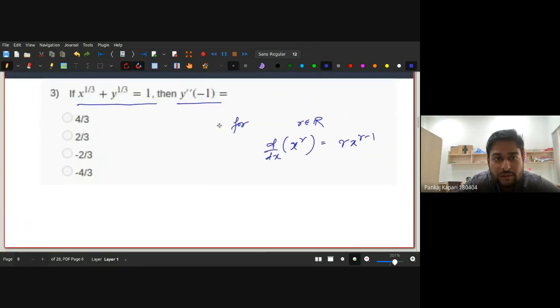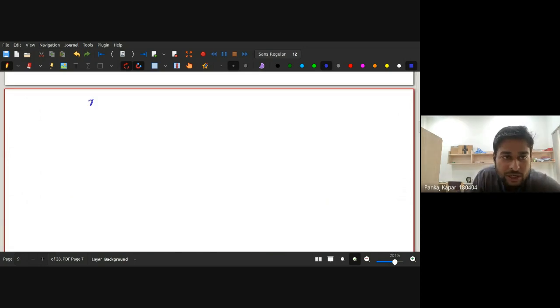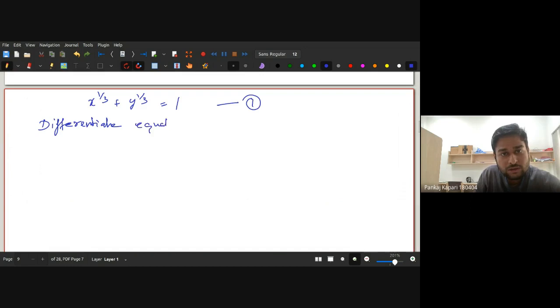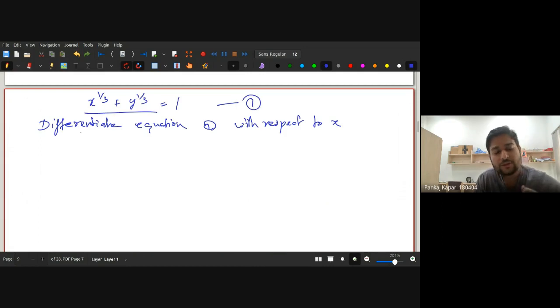Okay, and we have to find the double derivative of y. So this is the equation: x to the power 1/3 plus y to the power 1/3 is equal to 1. So we will just differentiate this equation, let's call it equation 1, with respect to x. Okay, so what do we have if we differentiate? While differentiating, we will also use the rules of derivation, right? These are like a sum of two functions, but this y just depends on x. Okay, so y is the dependent variable and x is the independent variable.